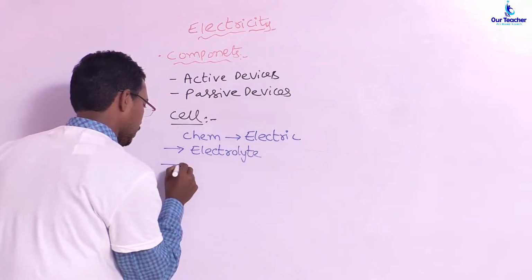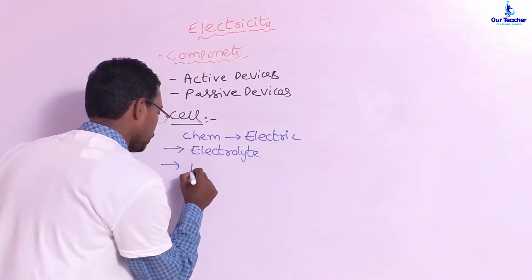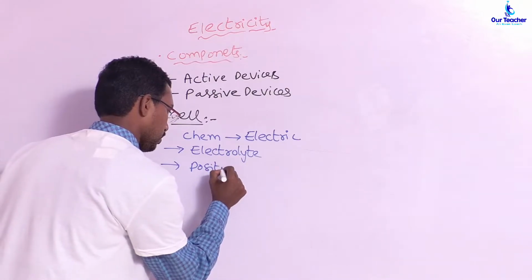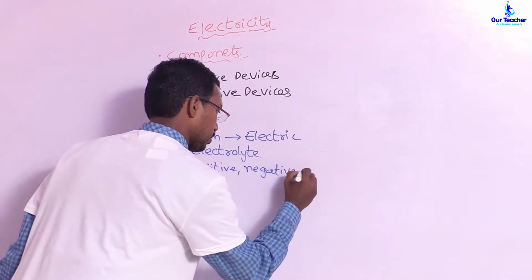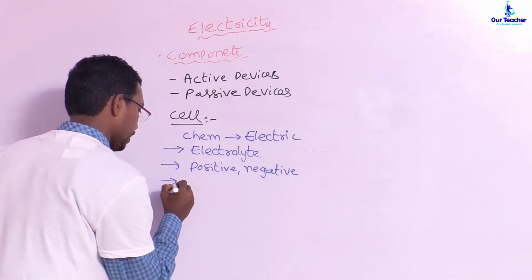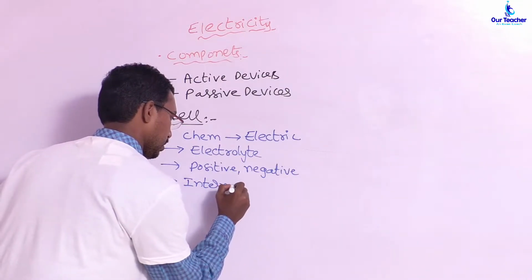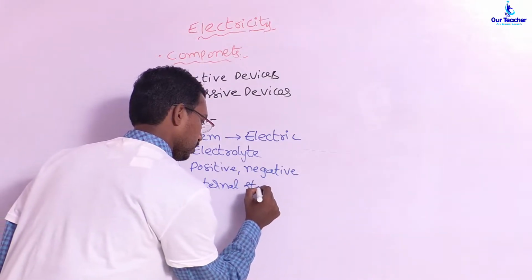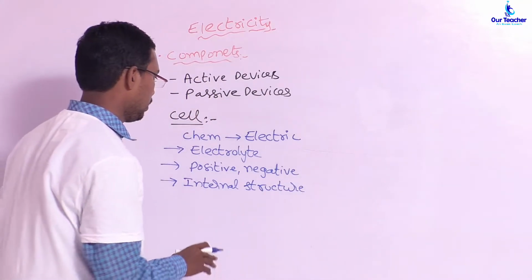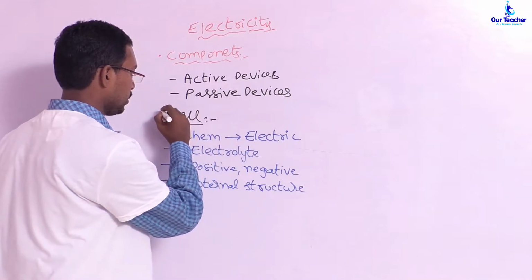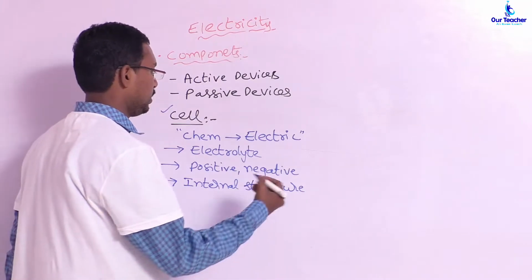The components of the cell are: it has an electrolyte. Next one, two rods known as positive and negative rods, known as electrodes. Later we will have some internal structure that is related to the cell. So this combination will be acting as a cell, and its main purpose is to convert the chemical energy into electrical energy.